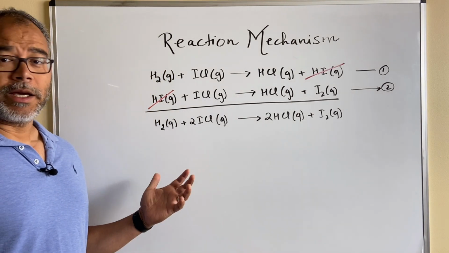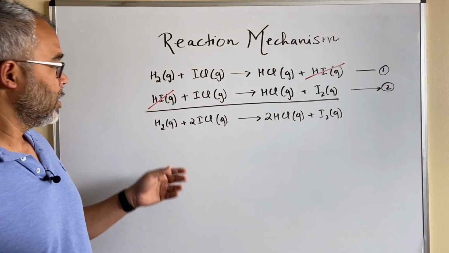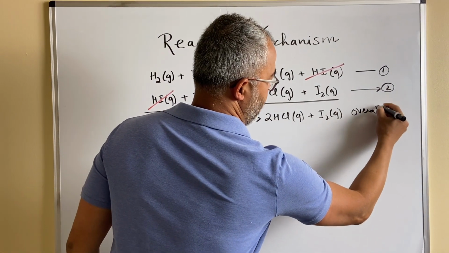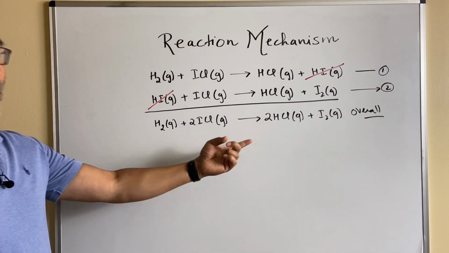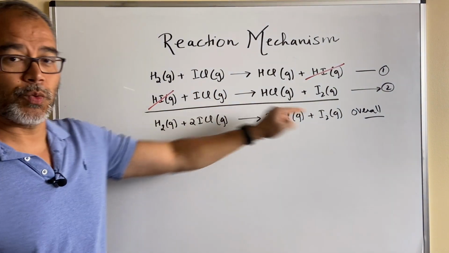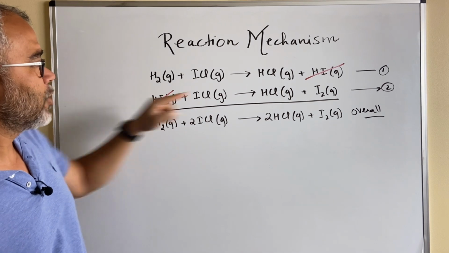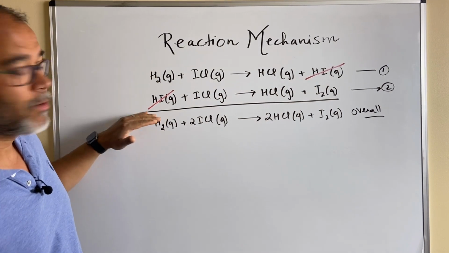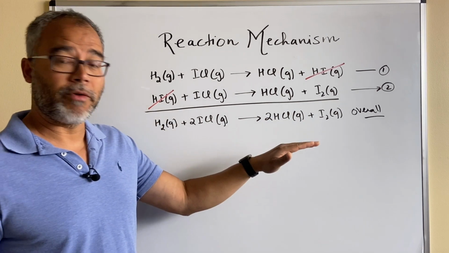Let's take a look at another example. This is a real reaction. There's the overall reaction. And this overall reaction is made up of two elementary steps, this one and this one. And notice carefully, you have HI as the intermediate out here, okay? And you add the two elementary steps together, that makes the overall reaction.